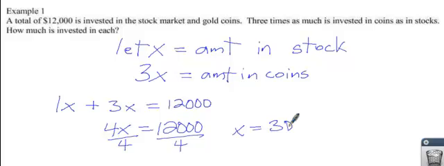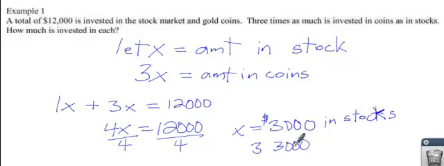So I have $3,000 invested in stocks. And then 3 times that in coins, so 3 times 3,000, or 9,000 in coins. And notice I wrote this in dollars because, well, these are dollars, and when you do story problems, you have to worry about the units.